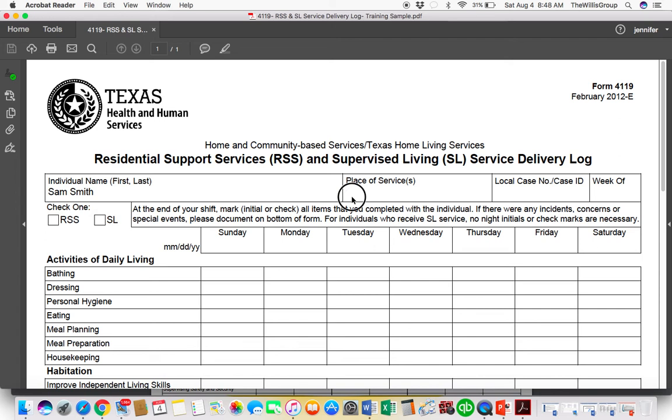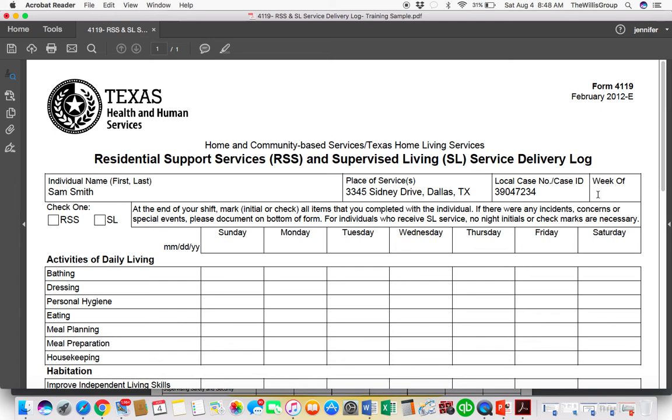Then you're going to enter the place of service. That is the address in which the service is being provided. Then you're going to enter that person's local case number. This will be provided by the provider.